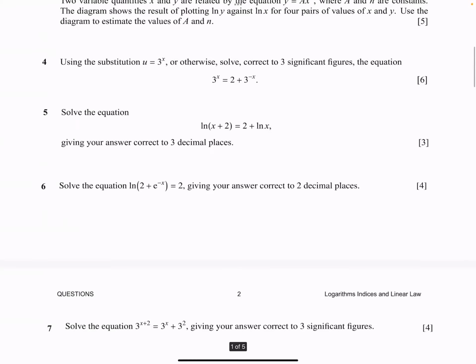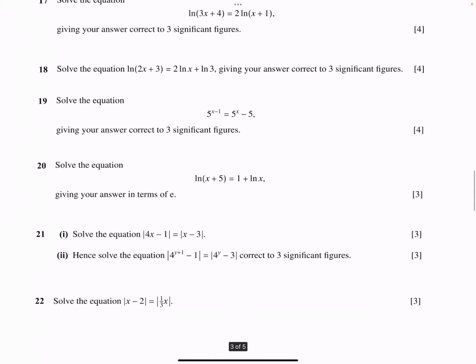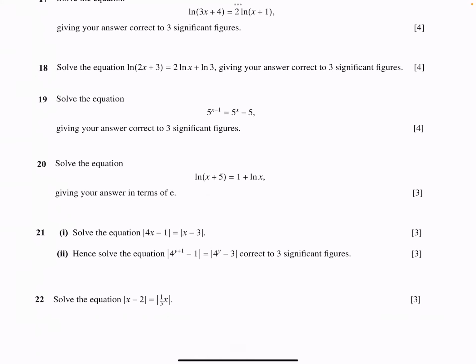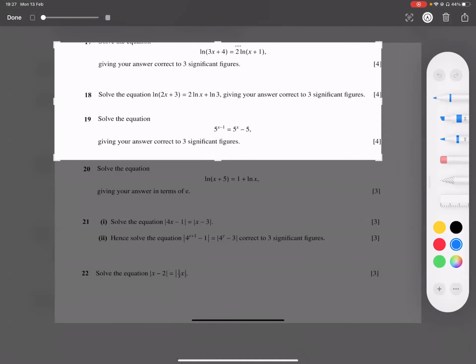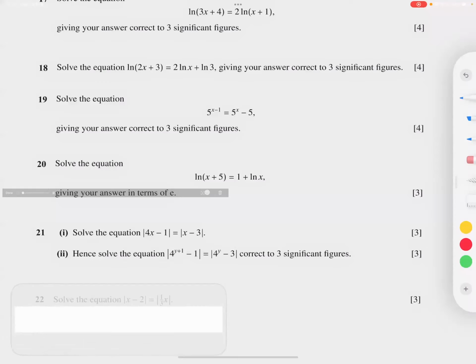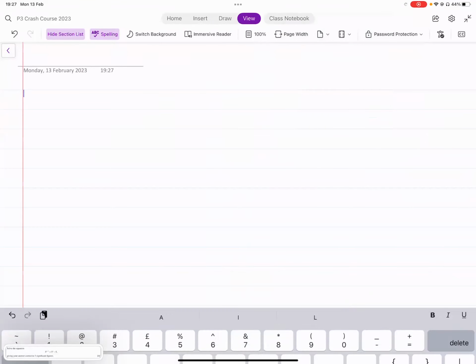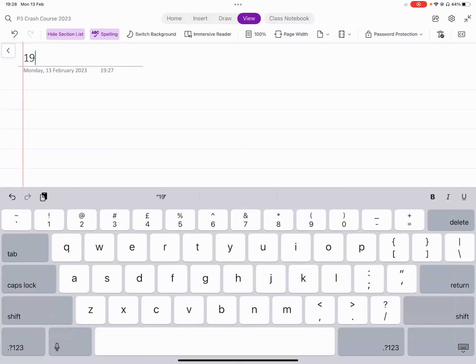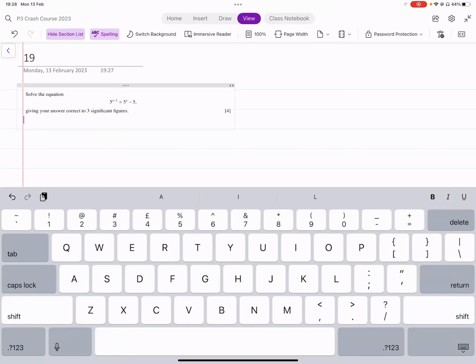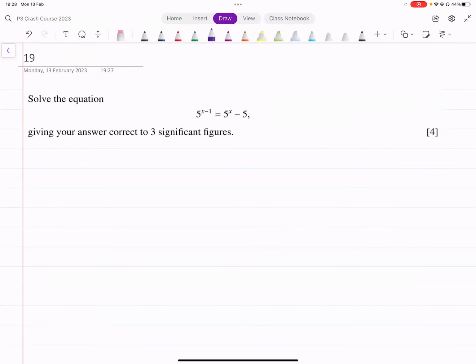Now, once you understand those problems that we discussed, you should be able to do most of these already, but we'll just try a couple which are slightly more complicated. So let's do this, for instance. Question number 19. This is question number 19 from the worksheet. It says solve the equation 5 raised to power x minus 1 equals 5 raised to power x minus 5.